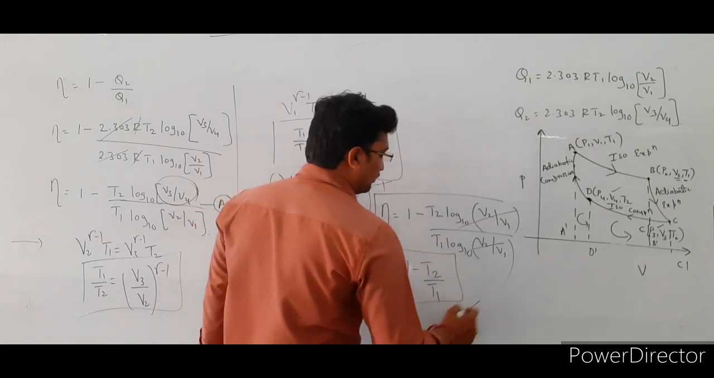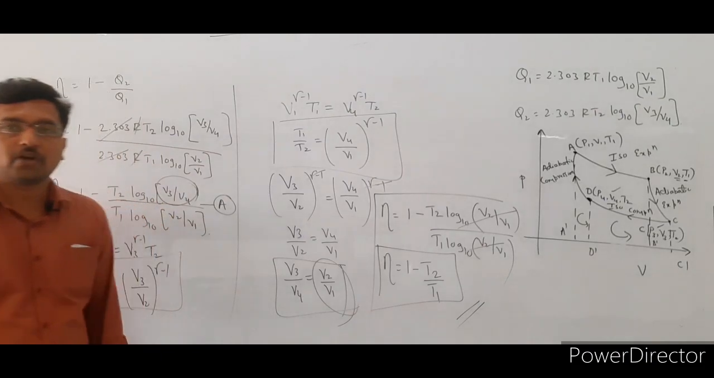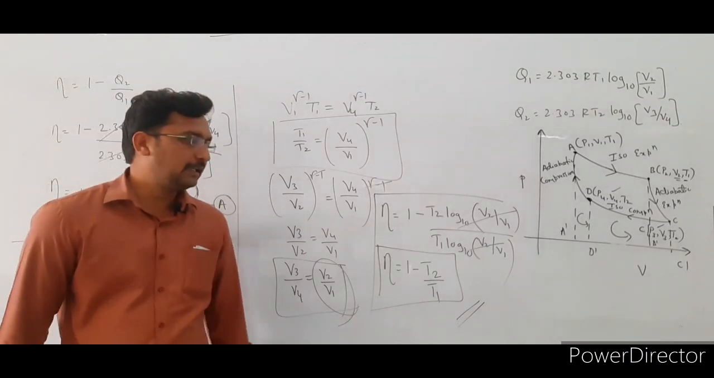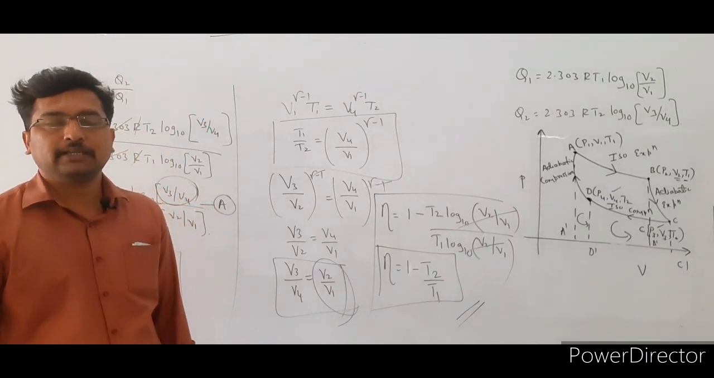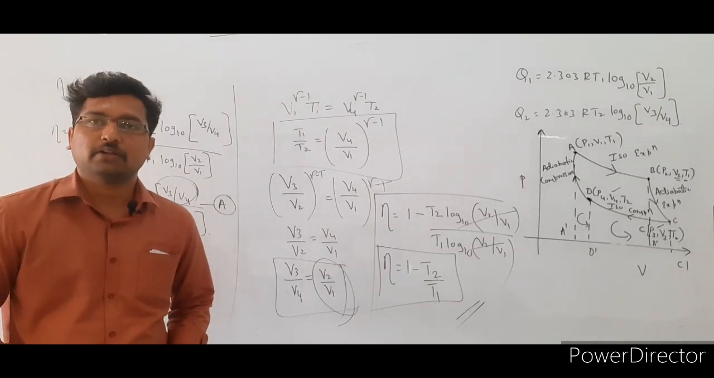So this formula we use to find the efficiency of a Carnot engine, that is eta is equal to 1 minus T2 by T1. So it is very important for 5 marks.